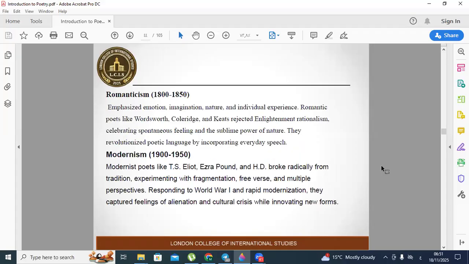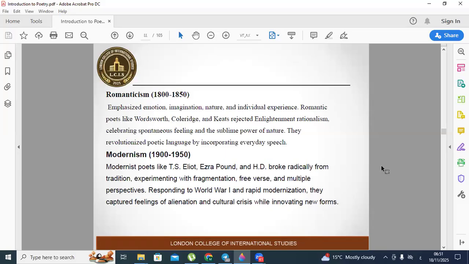Now let's go to the literary movement of Romanticism. Understanding major literary movements provides crucial context. Romanticism, flourishing from roughly 1800 to 1850, emphasized emotion over reason, imagination over logic, nature over civilization, and individual experience over social convention.